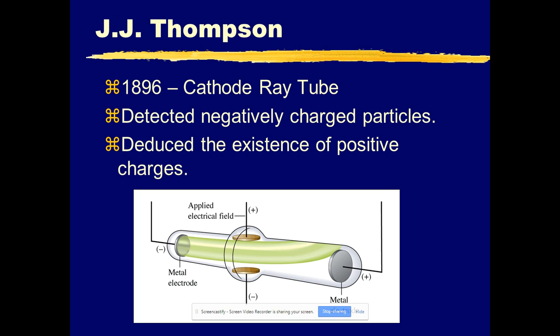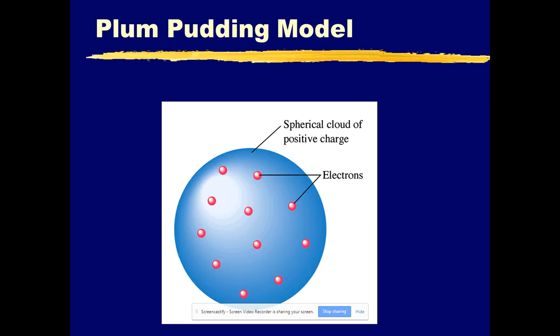When he put it in an electric field, he found that the beam bent upward towards the positive plate. He deduced from this that this stream of particles must be negatively charged. Essentially, Thomson discovered the electron. But he also knew that matter was neutral, and so he knew there must also be positive charges in the atom. But at the time, of course, they didn't know how they were distributed. So sort of from Thomson's work, we come up with the idea of the plum pudding model, in which everything's just kind of thrown in there together in no particular order.